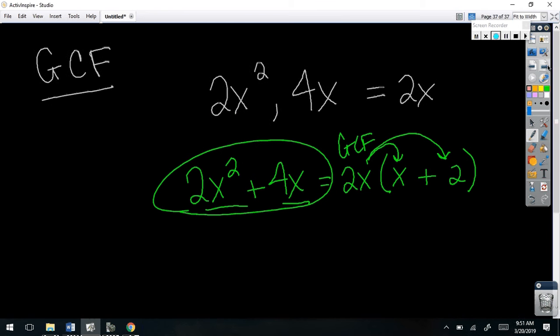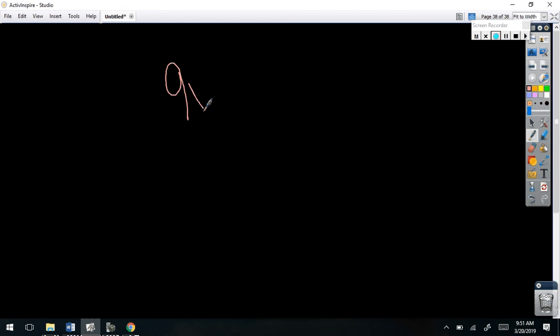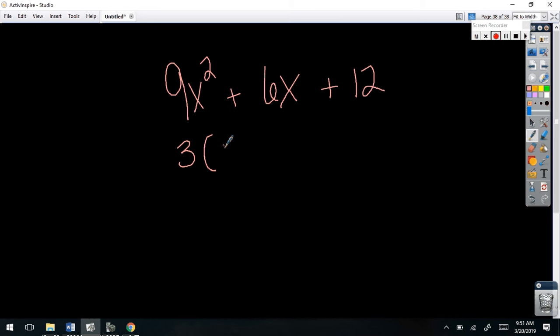All right, let's look at one more like that. If I gave you 9x squared plus 6x, and let's even say plus 12, and I said take out the GCF. 3. This time it doesn't have an x, why? 12 doesn't have an x. So I could take a 3 out, and what's left? 3 x squared plus what? 2x plus what? Remember doing this? We did it for a while where we took the GCF out.